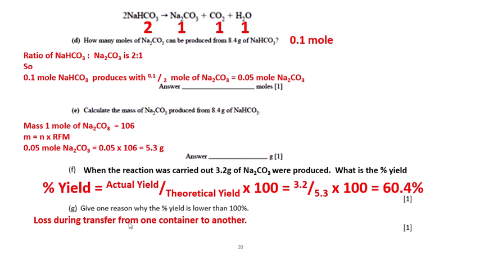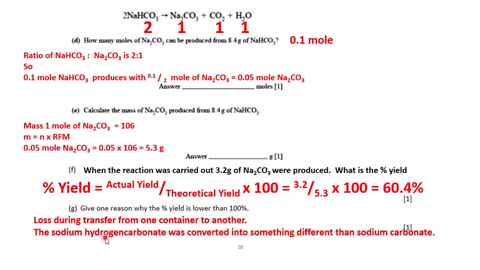So going back here, one reason, well, any of those 3. So you could say loss during transfer from one container to another. So when you're doing the reaction, you transfer from one container to another. Or you could say that sodium hydrogen carbonate was converted into something different than sodium carbonate. That's the side reaction. Or you could say the reaction does not go to completion as it's reversible. So any one of those would answer the question. And you'll see by going through that, we've done our calculation, we've done our percentage calculation. So that ties together the type of calculations that we would come across with this.